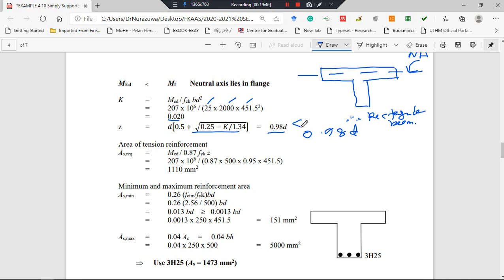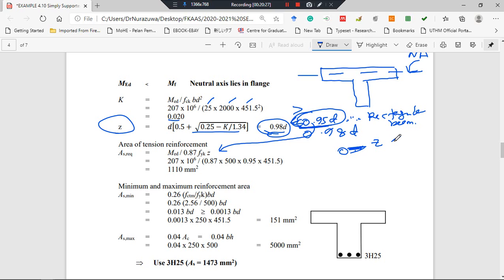This value should be less than 0.95D. Okay, so the checking is similar to the rectangular beam. So please check, does this lever arm Z must be less than 0.95D. For this case, this value is more than 0.95D. Thus, we bring forward this 0.95D to the next step. If the lever arm Z is less than 0.95D, then you use this value. Okay, so the checking is Z must be less.